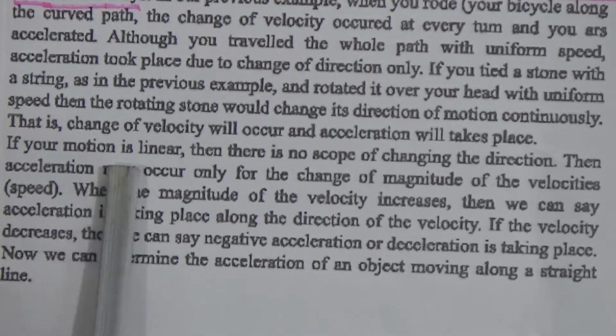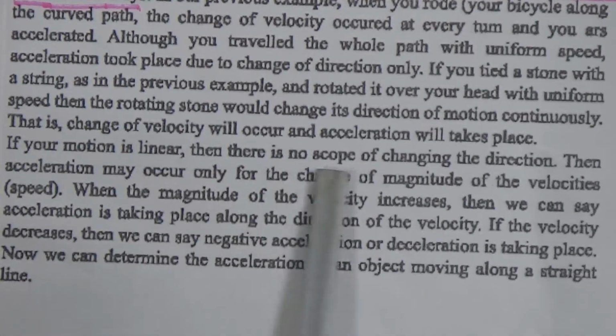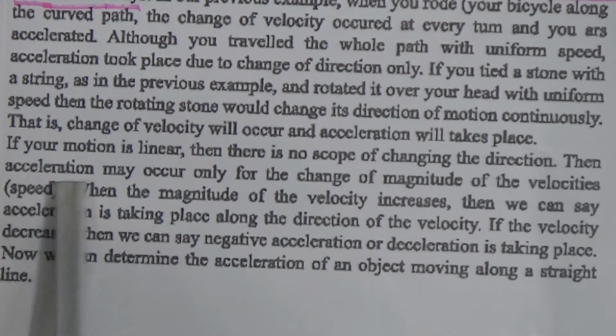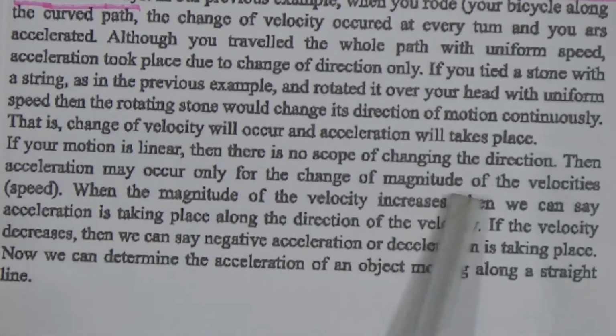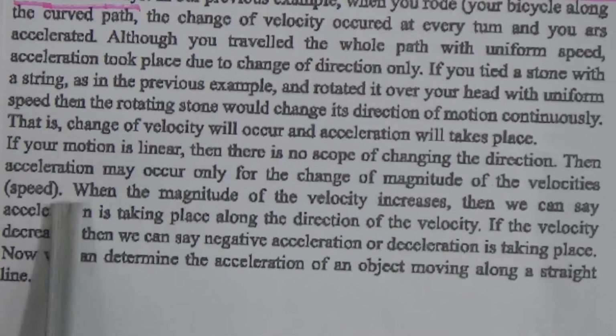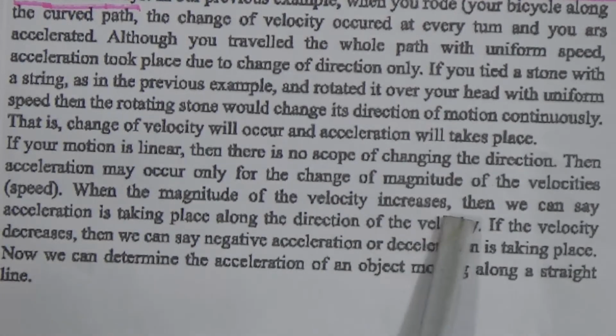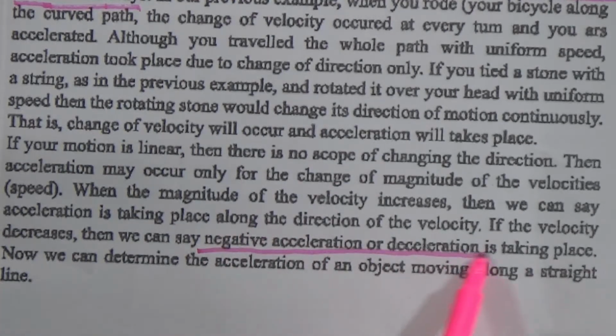And if your motion is linear, then there is no scope of changing direction. That means the acceleration may occur only for the change of magnitude of the velocity. When the magnitude of the velocity increases, acceleration is taking place along the direction of the velocity, and if the velocity decreases, then negative acceleration or deceleration is taking place. Okay, my dear students, deceleration means negative acceleration, and we can determine the acceleration of an object moving along a straight line.